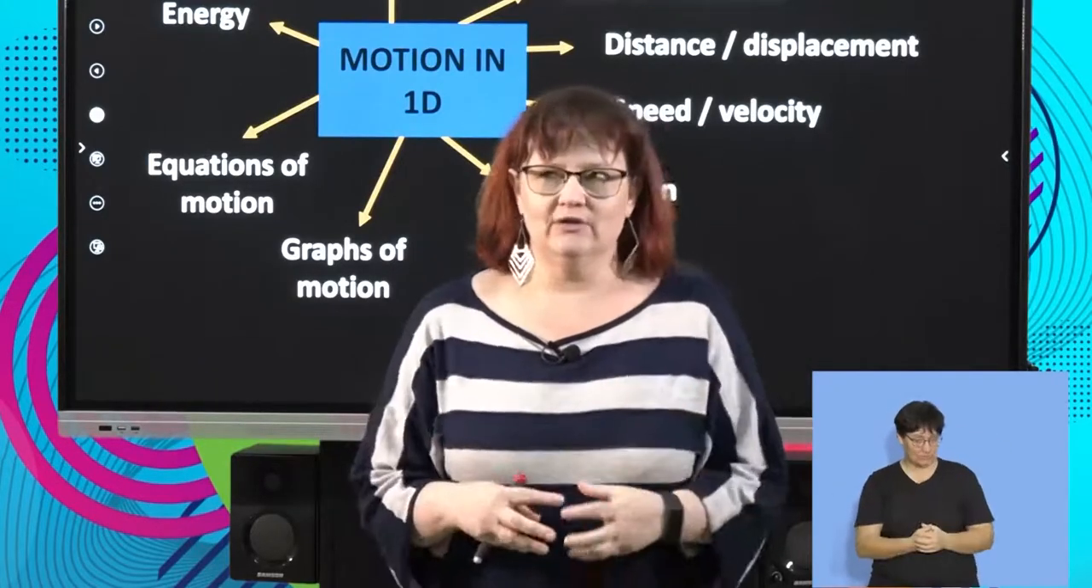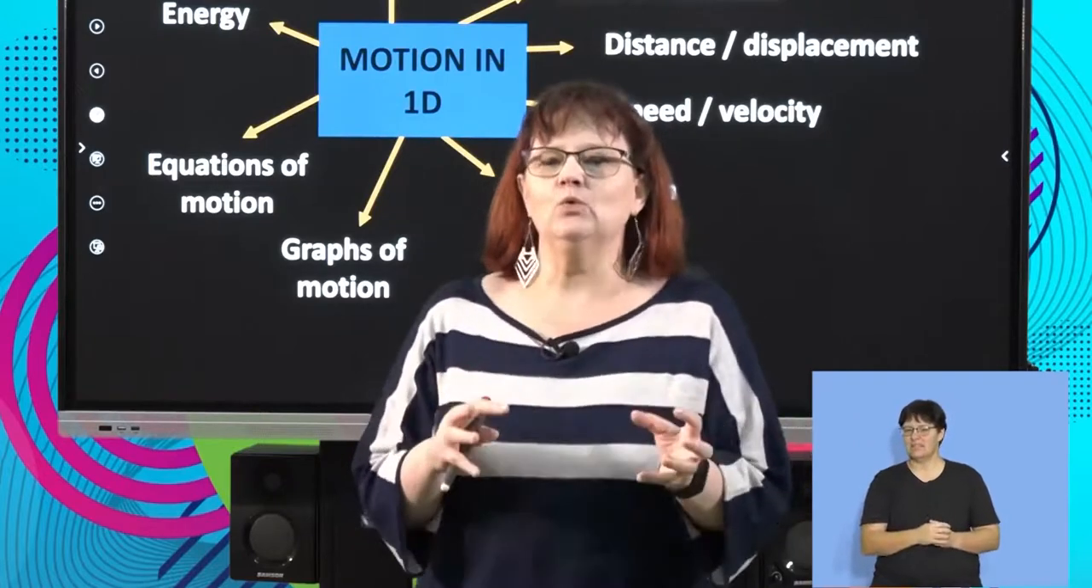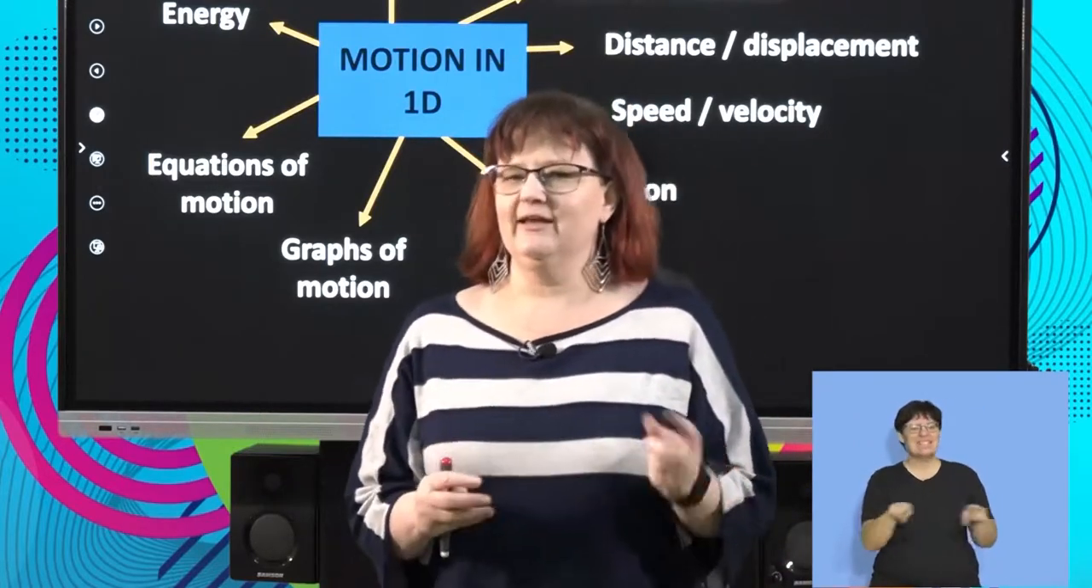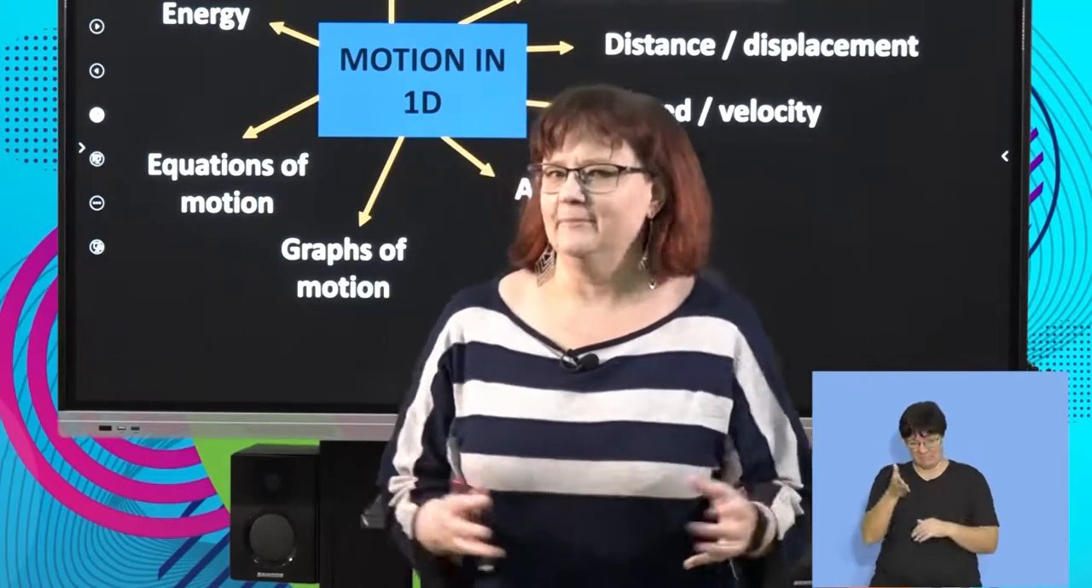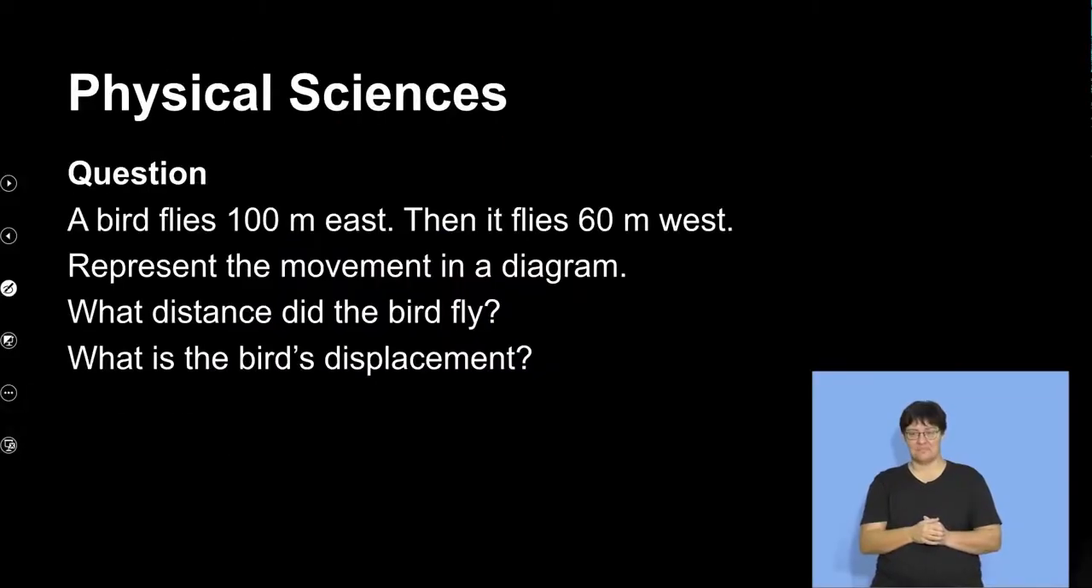Now we're going to start doing a little bit more of the sort of calculations you're going to get in tests and exams, okay? So, a bird flies 100 meters east. Then it flies 60 meters west. So the questions are: represent the movement in a diagram. What distance did the bird fly? And what is the bird's displacement? Now I'm bringing in stuff that we've done before and we're combining it. So here we go.